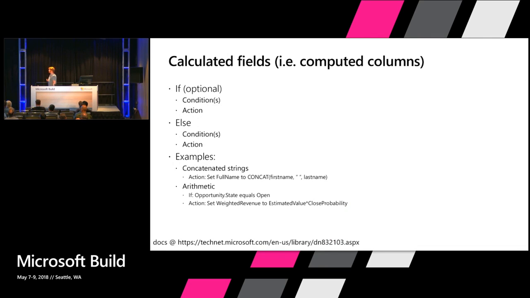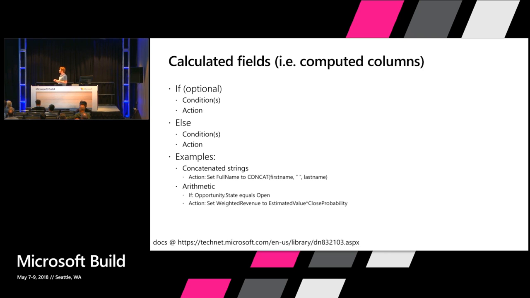So the next thing I wanted to touch on are calculated fields. If you've worked with SQL before, you know these as computed columns. And so for any calculated field definition, there are a few key components. The first one is an if section. This is optional, and it has a condition and then an action if that is true. And of course, if an if is specified, then you'll have an else as well, which has the condition and action, subject and predicate.